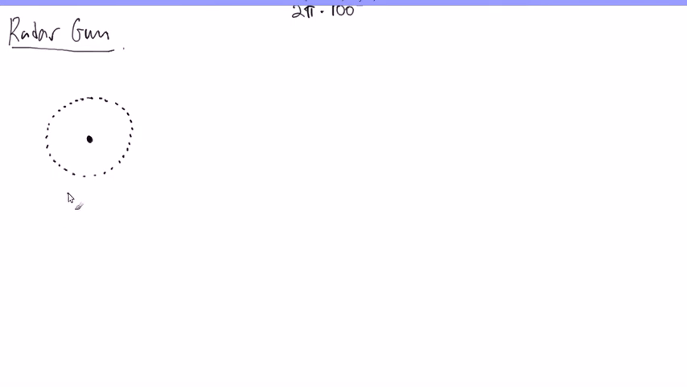But let's assume that this radar gun does not know where that object is. It only knows how far away it is. So this is the circle centered at this point here. Therefore, the radar gun only knows that the object is somewhere on that circle, not where exactly, because all of it has the same distance. All right.